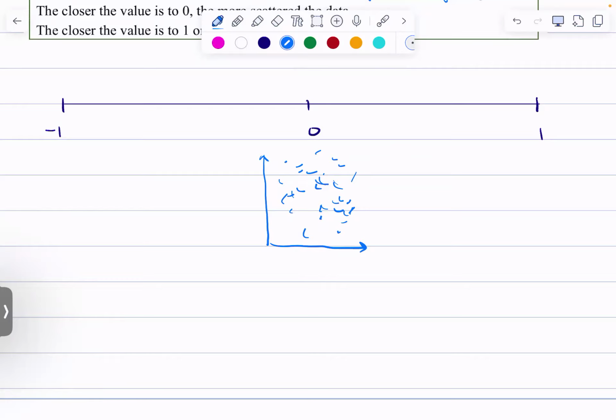Right? And so what does a perfectly negative relationship look like? That's going to look like this. 1, 2, 3, 4, 5 points. Let's do that. Right? They're perfectly on the same line in a negative direction. And then, of course, same thing on the positive correlation side. They're perfectly on the same line.